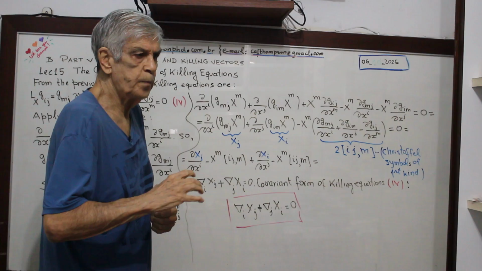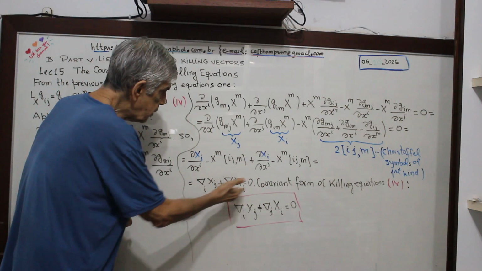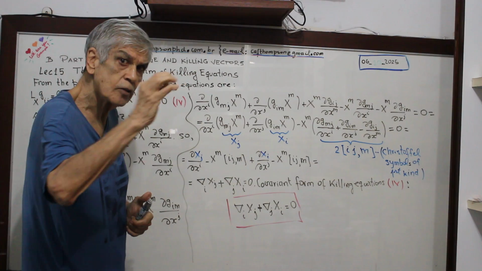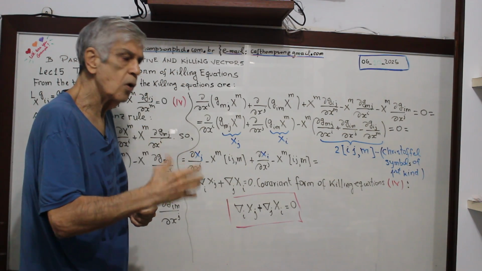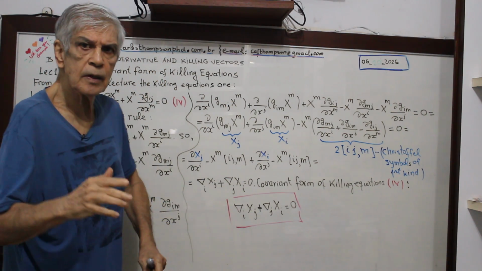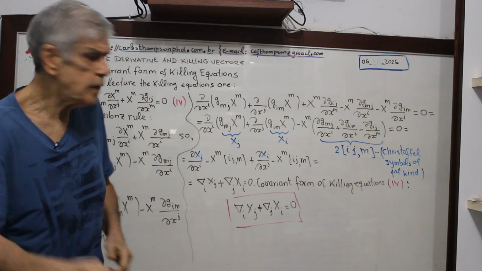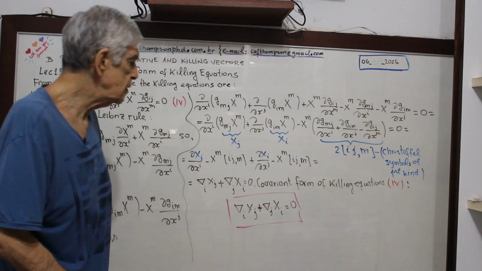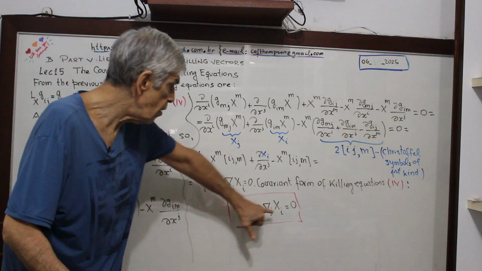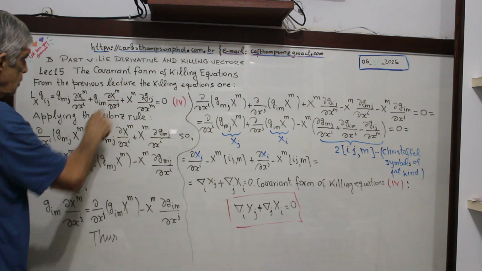You have a curve in which you have this behavior, so the tangent vector to that curve is called a Killing vector. This is the Killing equation. In the next lecture I will give one example, just to apply this Killing vector and Killing equations, written in terms of the covariant derivative. It's the same equation.